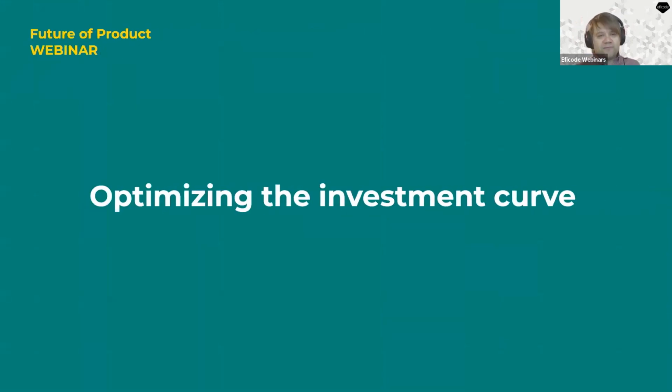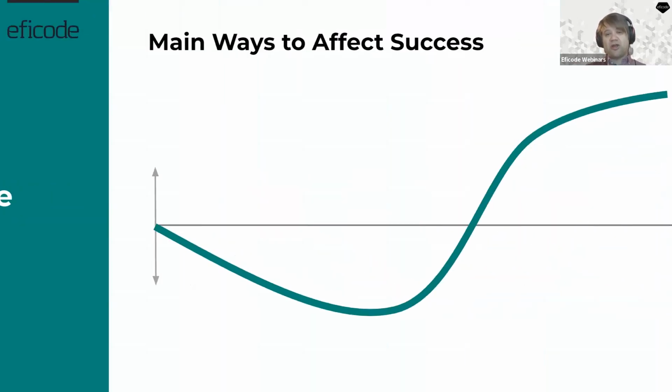Great. So now that we've talked about the investment curve and understand what it is, the main thing for organizations is to focus on optimizing the investment curve. So we talked through the investment curve, now from the point of view of what you can do in different phases to be able to optimize it.